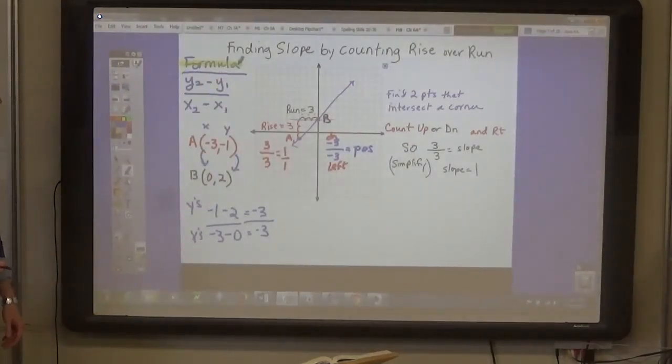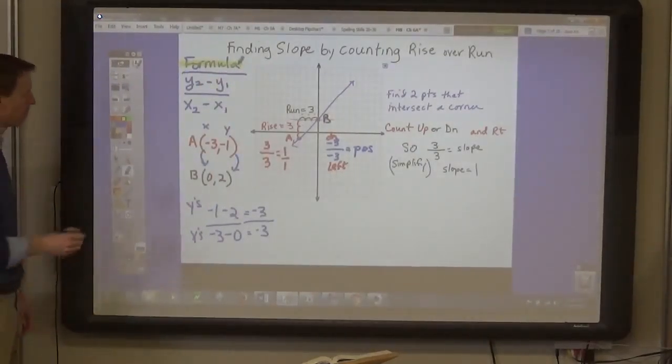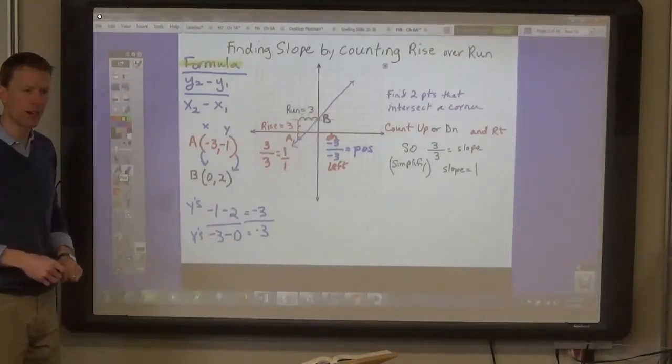Okay? Wouldn't that pretty much just equal y over x? The change in the y over the change in the x. Yep. But there's a certain order that you have to do this in.